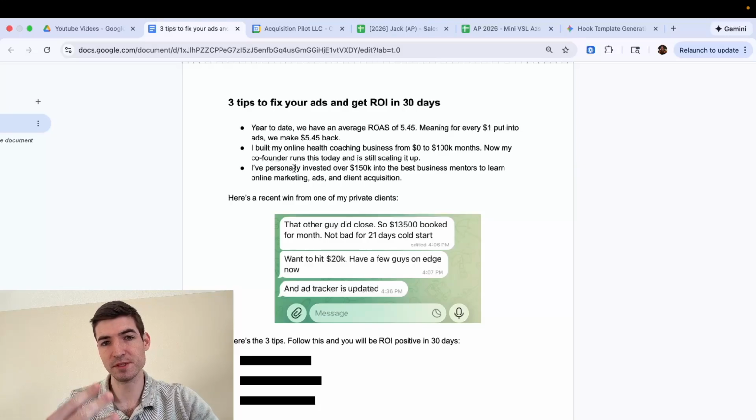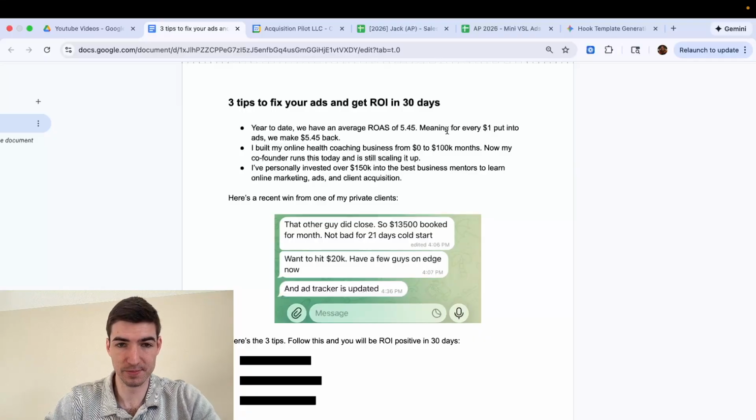Here are 3 tips to fix your ads and get ROI in the next 30 days. All right, so just for context, year to date, we have an average ROAS of 5.45. So that means for every $1 I'm putting in ads, I'm making an average of $5.45 back.